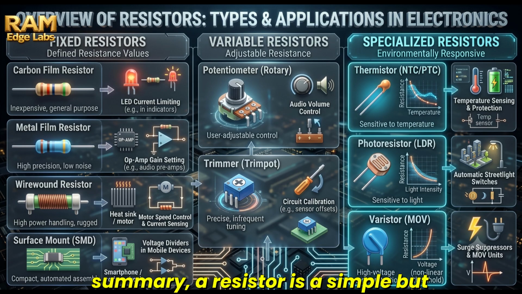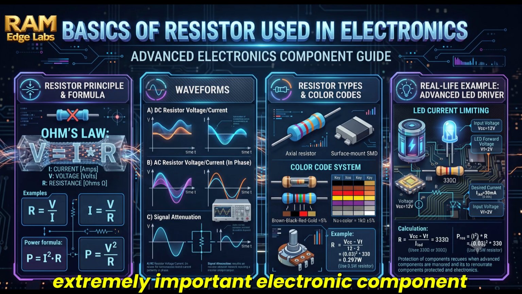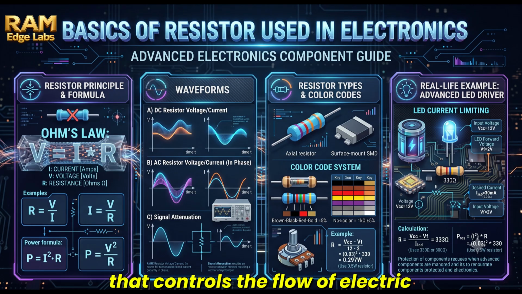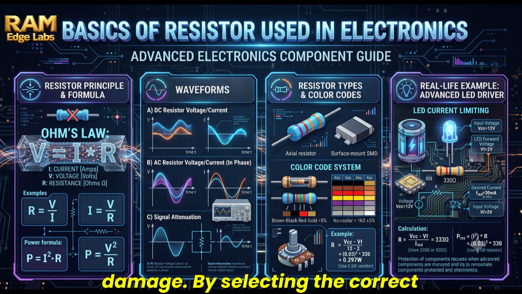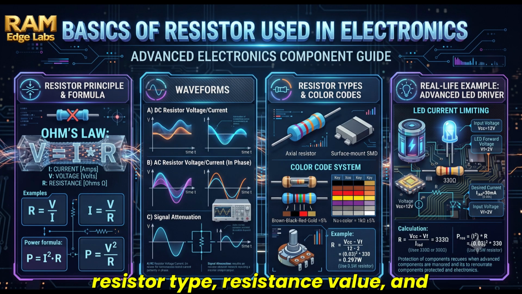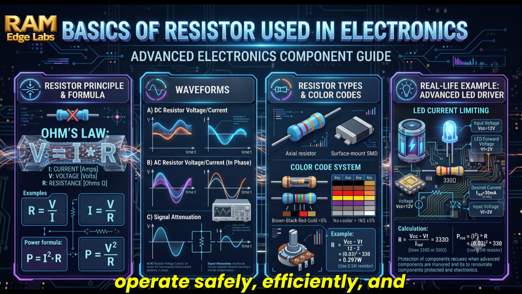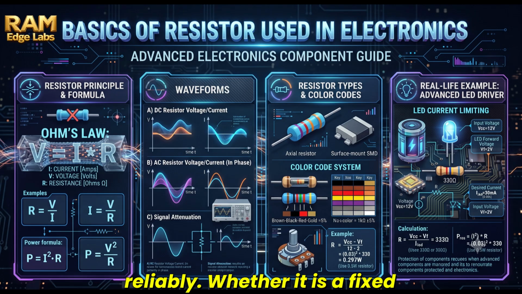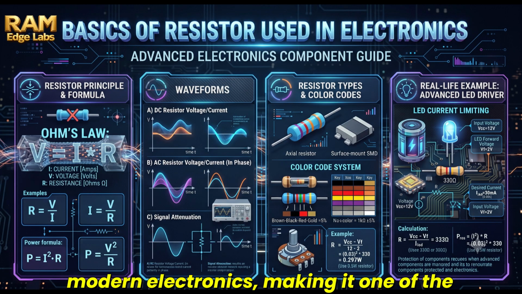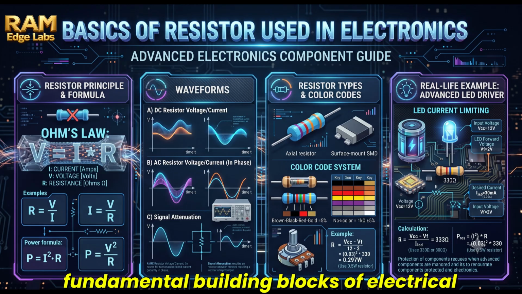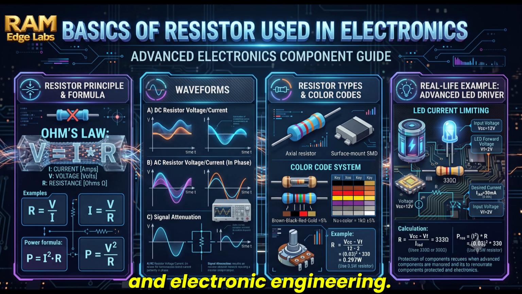In summary, a resistor is a simple but extremely important electronic component that controls the flow of electric current and protects circuits from damage. By selecting the correct resistor type, resistance value, and power rating, electronic circuits can operate safely, efficiently, and reliably. Whether it is a fixed resistor, variable resistor, thermistor, LDR, or varistor, every resistor plays a specific role in modern electronics, making it one of the fundamental building blocks of electrical and electronic engineering.